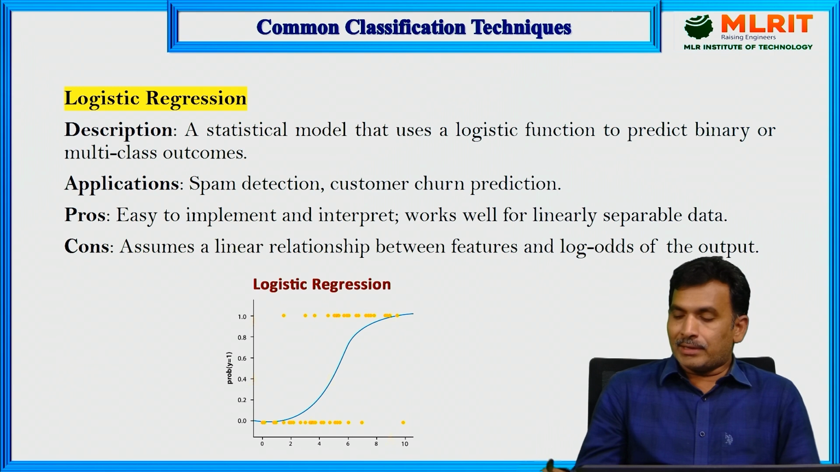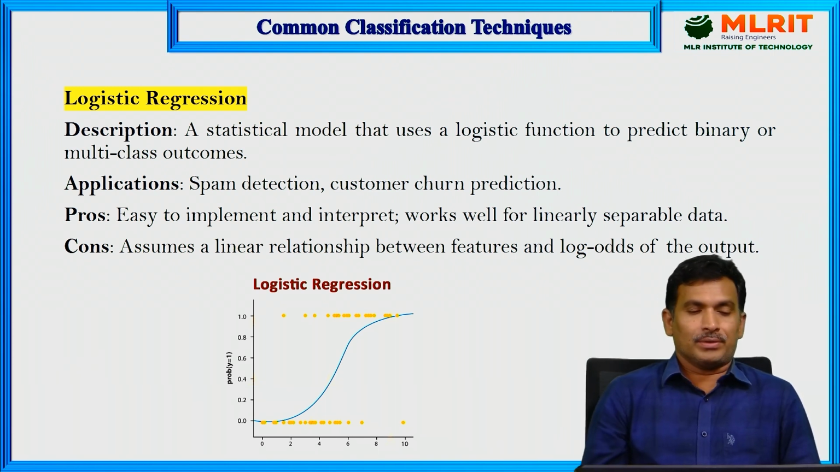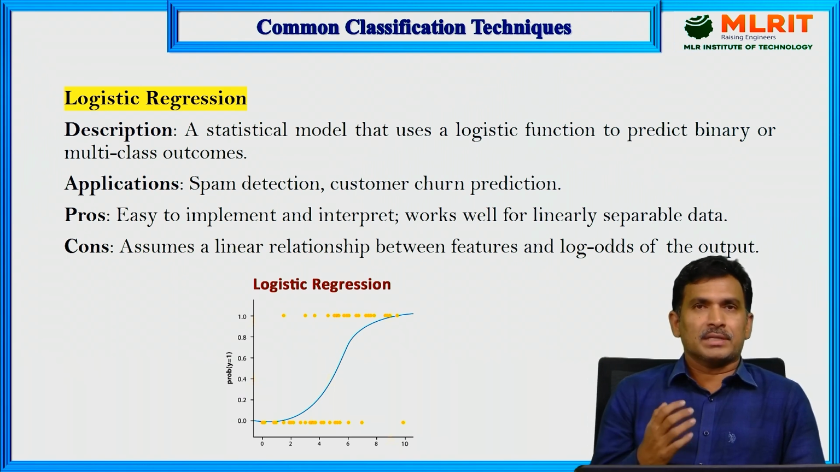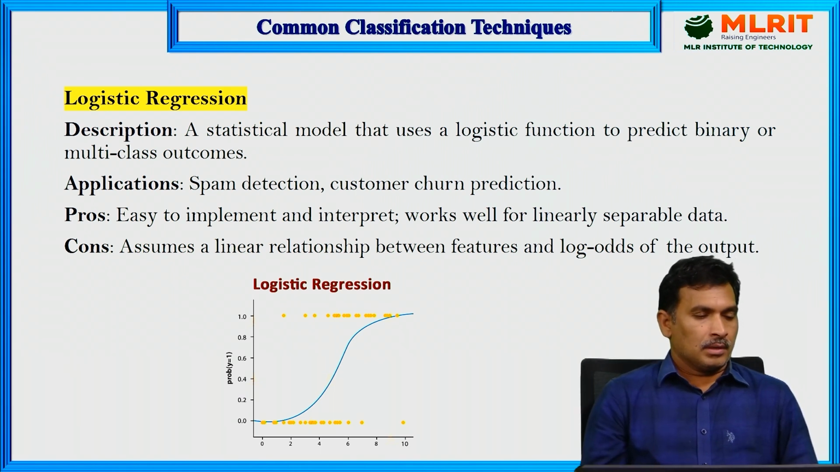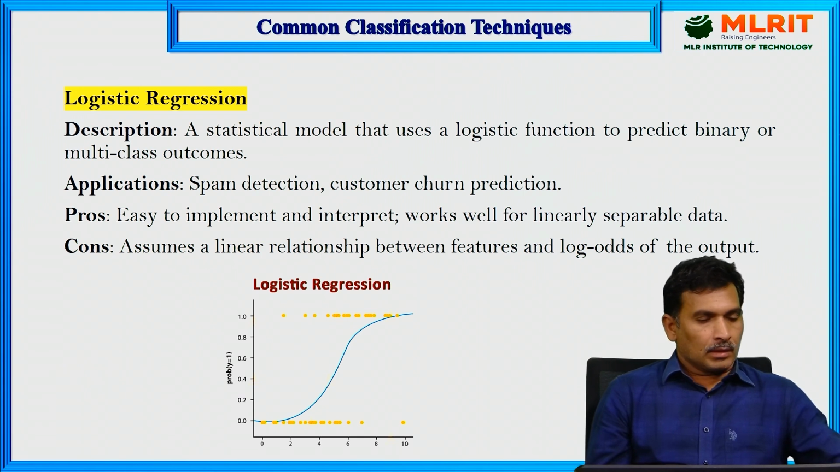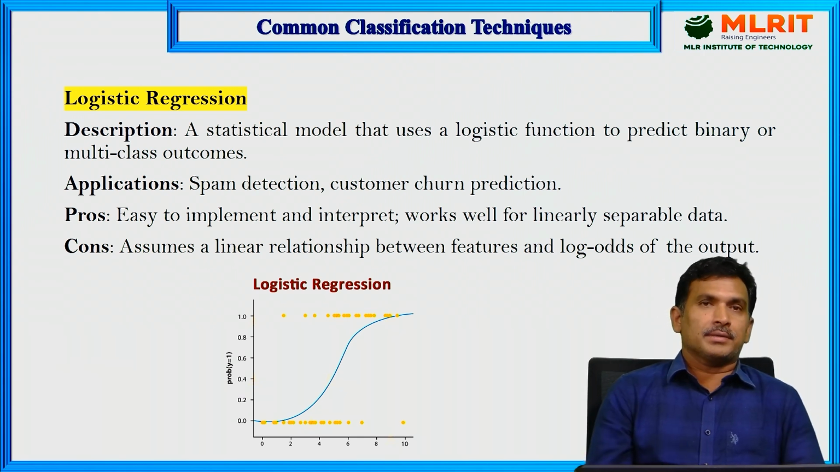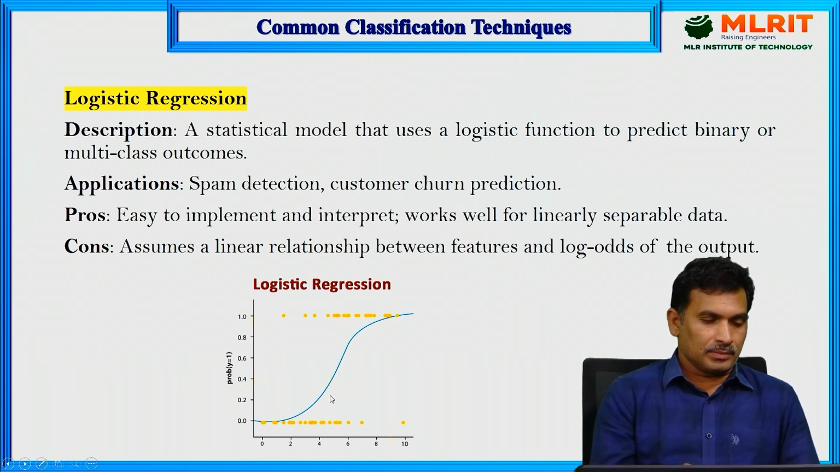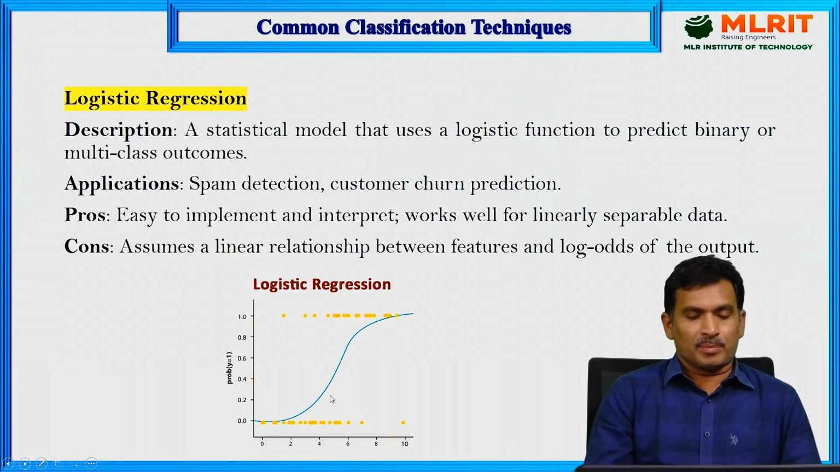Now let us quickly move on, because I'm not going to discuss in detail all these classification techniques. My objective is to give a brief idea about the different classification techniques available. The first one is logistic regression. It is a statistical model that uses a logistic function to predict binary or multi-class outcomes. It can be used in spam detection, customer churn prediction, etc.